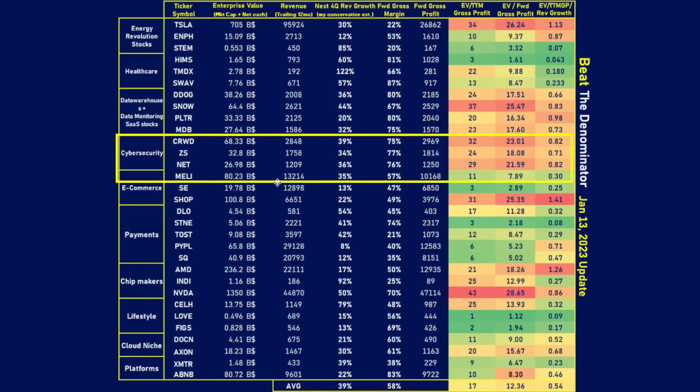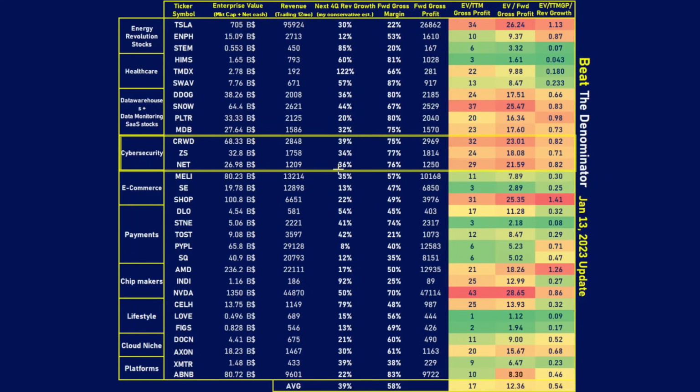Moving on to my cybersecurity companies. My cybersecurity companies are Crowdstrike, Zscaler, and Cloudflare. Let me briefly discuss Cloudflare. I sold Cloudflare when it was much more expensive relative to Crowdstrike and Zscaler. I'm happy to have sold it then. Cloudflare is a stock that used to have a valuation premium compared to the other SaaS companies. It doesn't anymore.